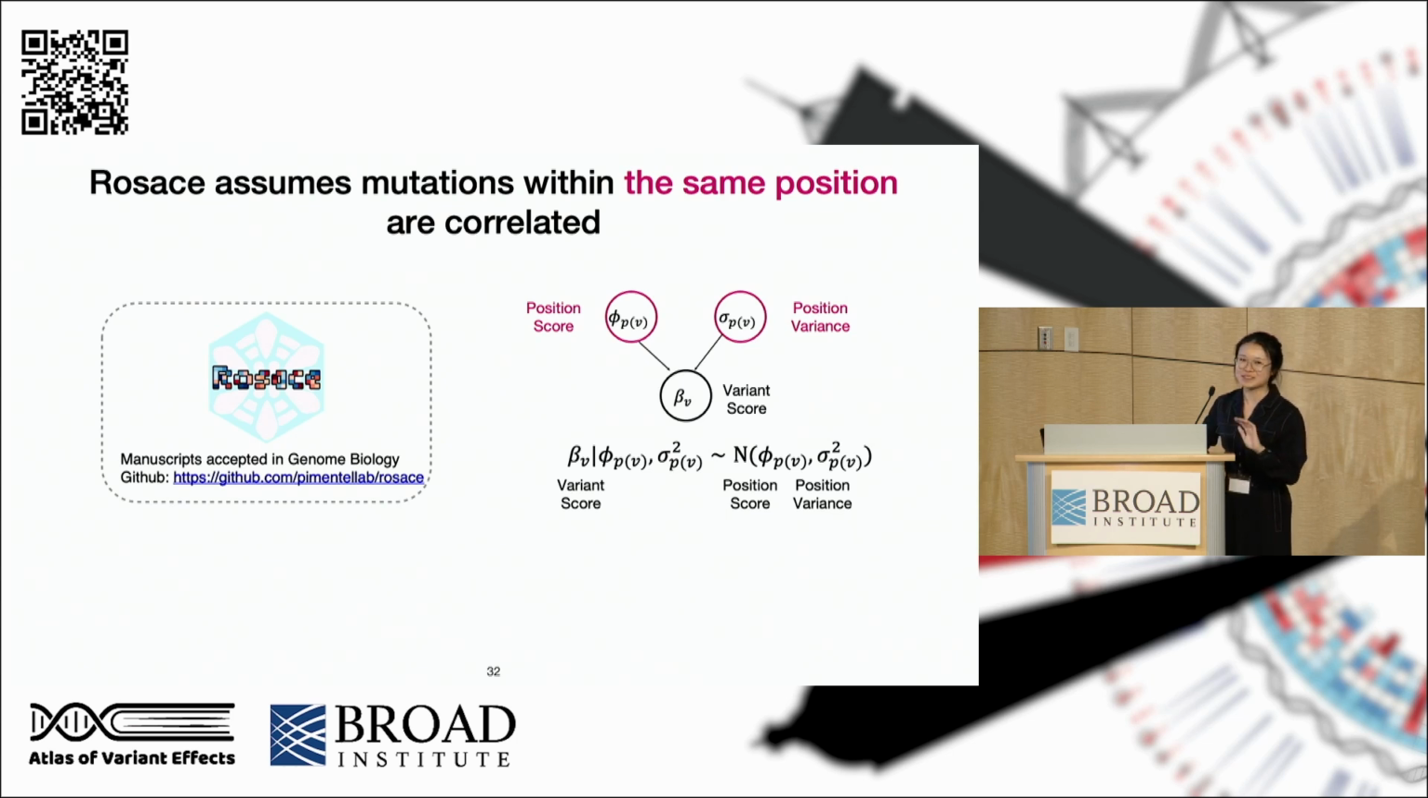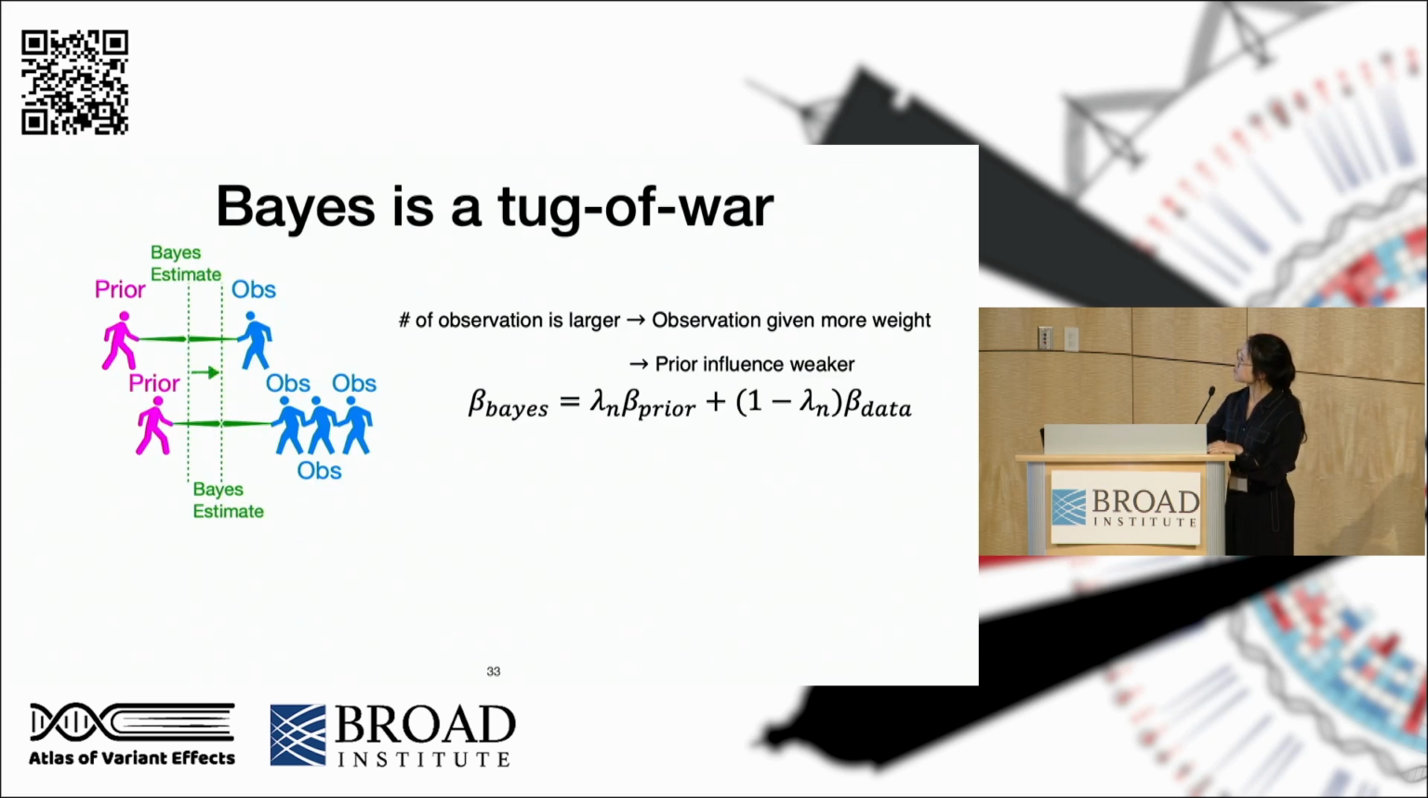Okay, I don't know how familiar you are with Bayesian methods, so I'm going to give you a little tutorial analogy of what I think a Bayesian method is. Bayes is a tug of war, right? It's a tug of war between your prior and your observation. And the green part is your Bayes estimate.